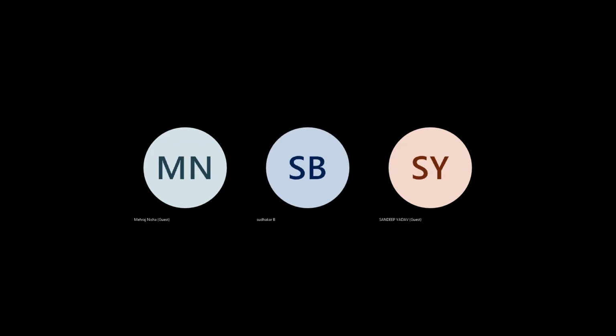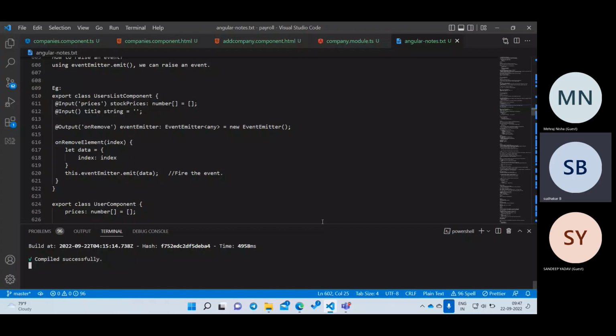Sharing the data between the components. Suppose I have data in my TS file and I want to display it in the HTML. How can I display it? Using interpolation, I can display it.